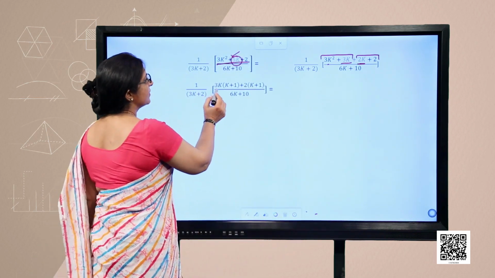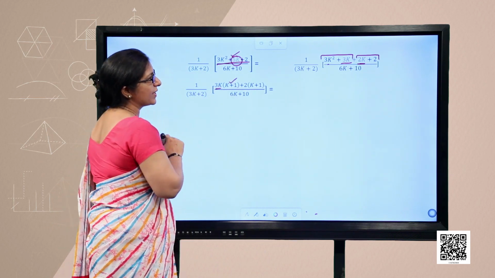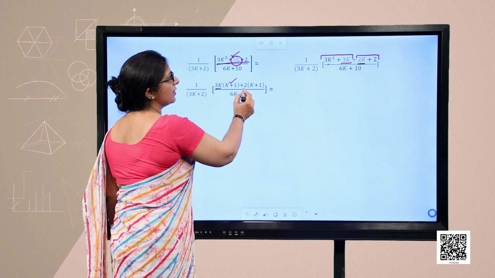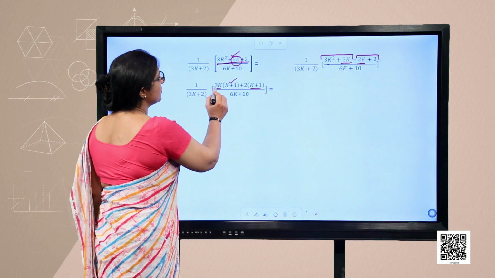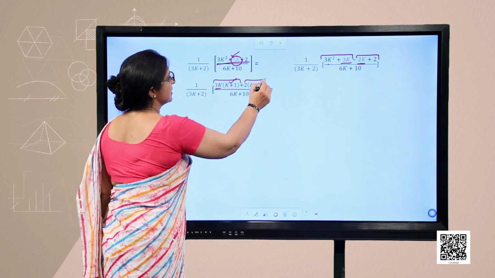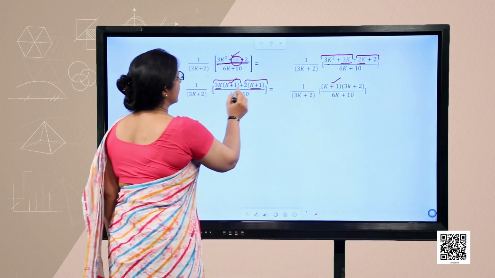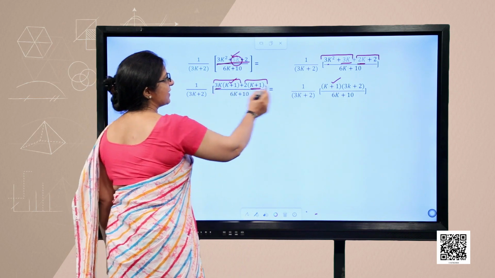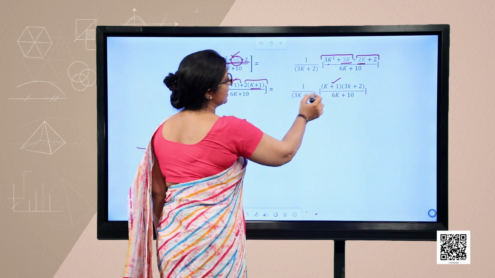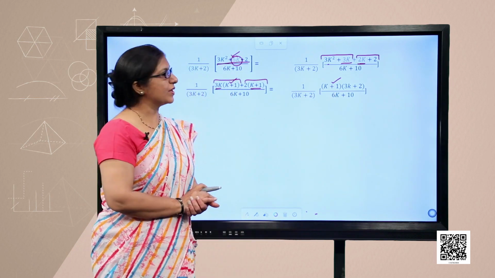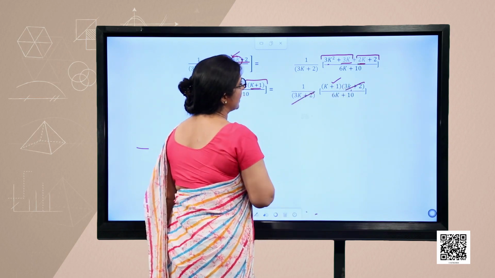As you can see here, after taking 3k common, we are left with k plus 1 in the first two expressions, and after taking 2 common from the last two expressions, k plus 1 is left inside the bracket, and from these two expressions we can take k plus 1 common. After taking k plus 1 common, 3k is left here and 2 is left here. As you can see in the numerator and denominator, 3k plus 2 is there, the same term is there. We can cancel out these two terms, and what do we get?